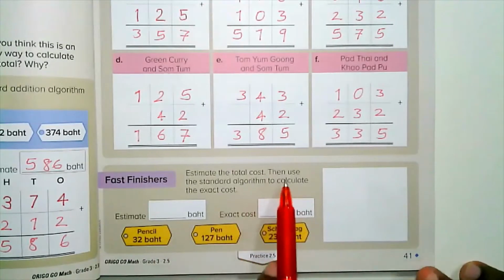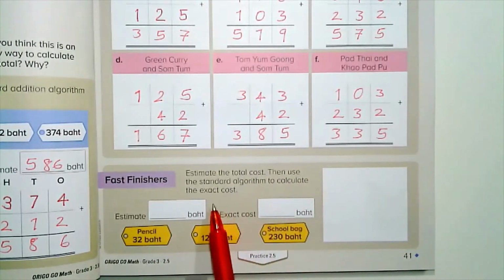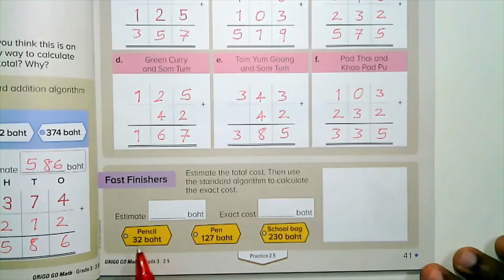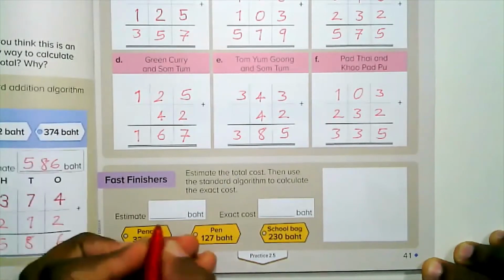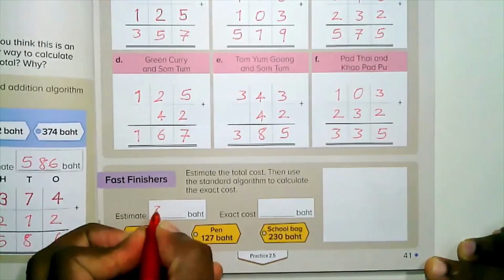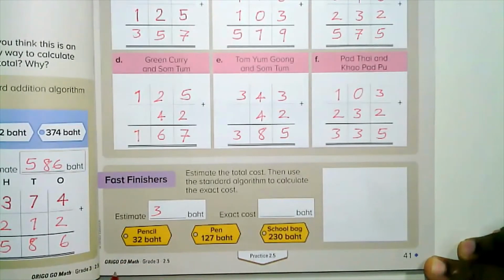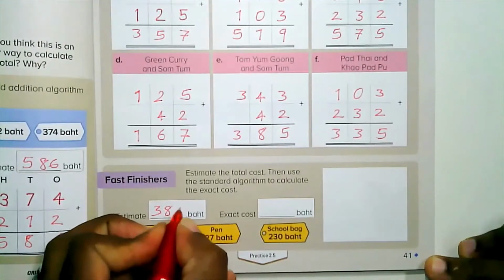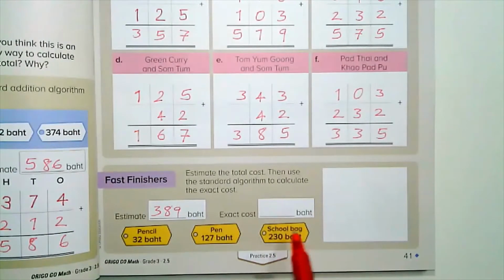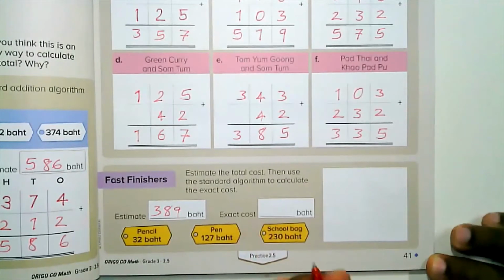Estimate the total cost, then use the standard algorithm to calculate the exact cost. Let's estimate the total cost of the pencil, pen, and school bag. So as we have it, we have 300. Our estimate will be 389. Now let's see the exact cost.